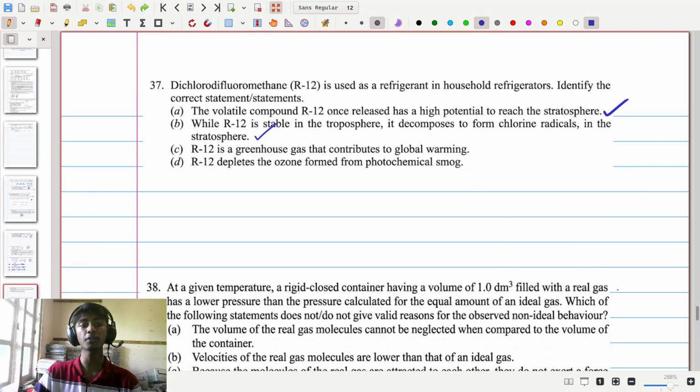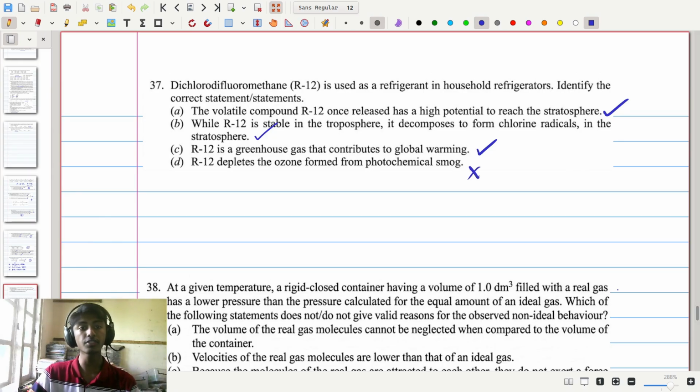Now moving on to statement C, it says R12 is a greenhouse gas that contributes to global warming, and that statement is also correct. Now moving on to D, it says R12 depletes the ozone formed from photochemical smog. Now while R12 does deplete ozone, it depletes ozone in the ozone layer that's there in the stratosphere. However, the photochemical smog exists in the troposphere, and that ozone is not broken down by the chlorine radicals produced by R12. So therefore statement D is actually incorrect.